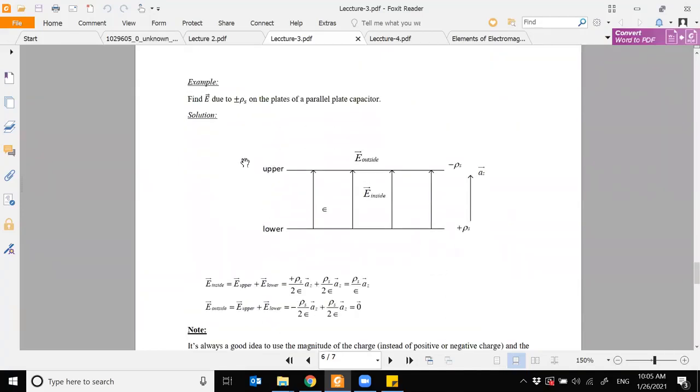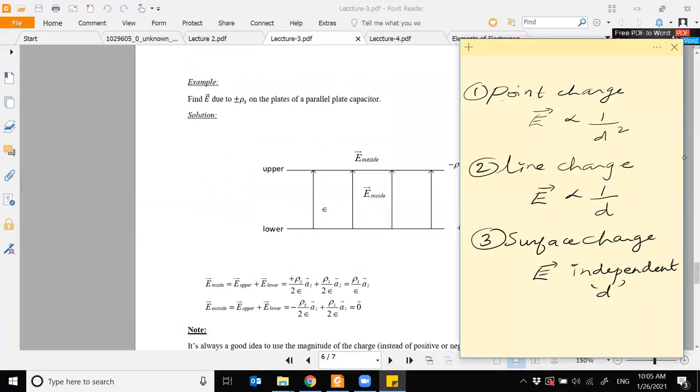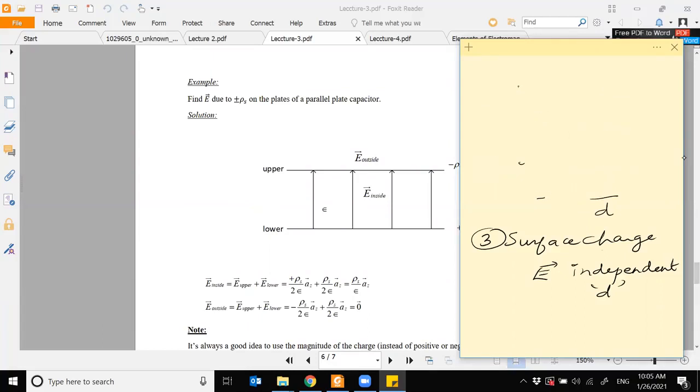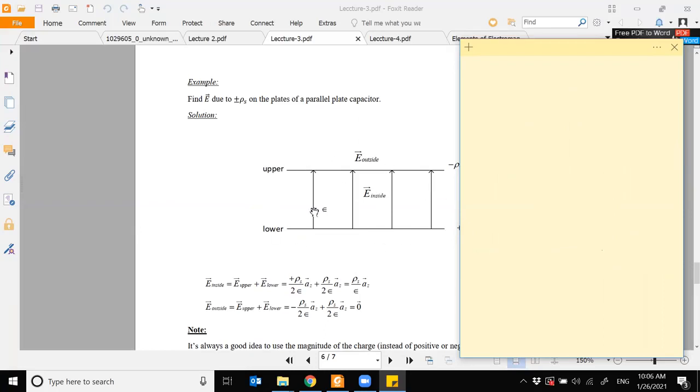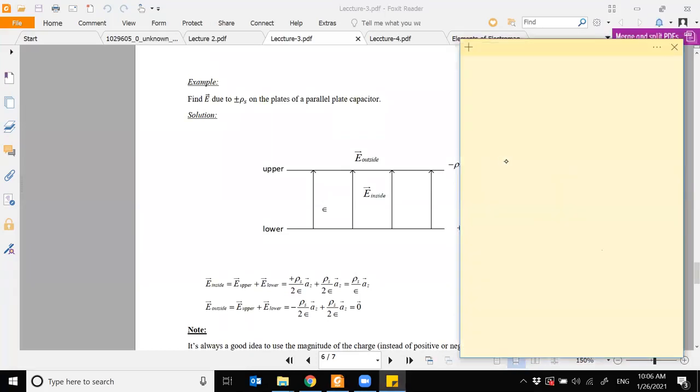Now, we have a small example here, and the example is for the parallel plate capacitor. We need to find the electric field due to a parallel plate capacitor. The parallel plate capacitor has charges of plus rho s and minus rho s on the 2 plates respectively. And this is our drawing. You have an upper plate, and this upper plate has a charge.